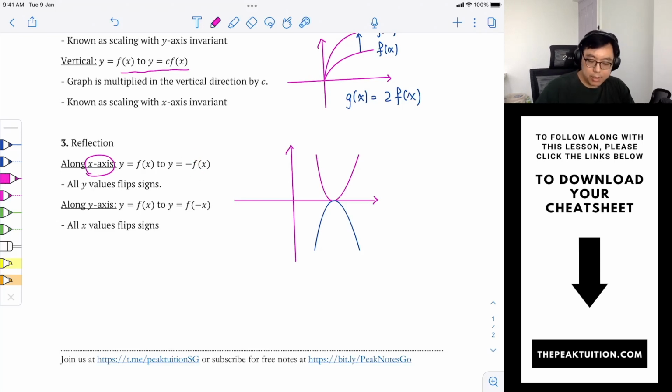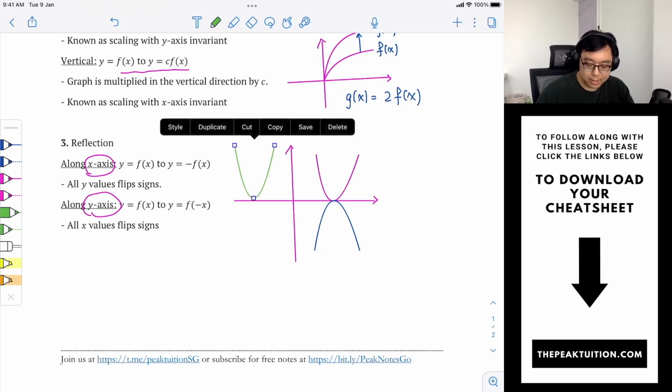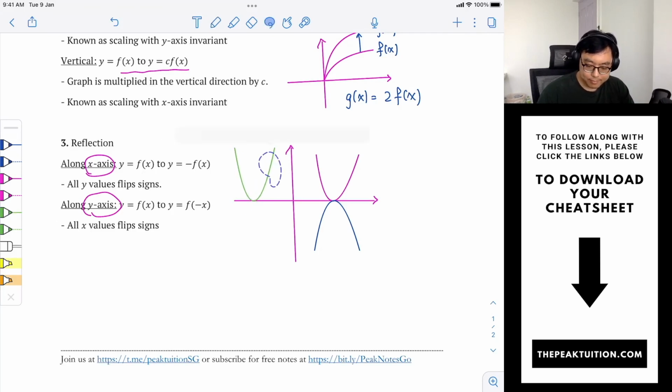In the case of reflection along the y-axis, then of course we treat the y-axis as a mirror. So here the graph will look something like this. So here what changed is the x values. And we see that therefore the negative sign is inside the function, modifying the input. All the x values flip their sign.